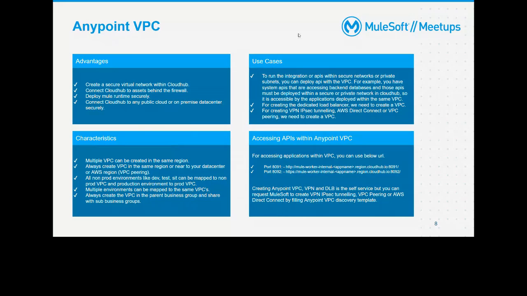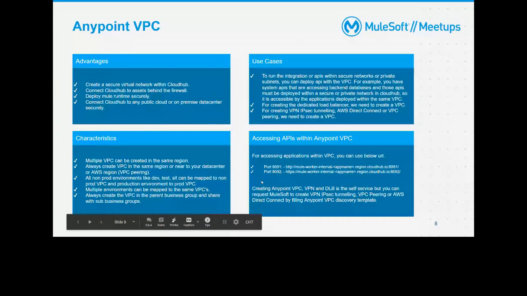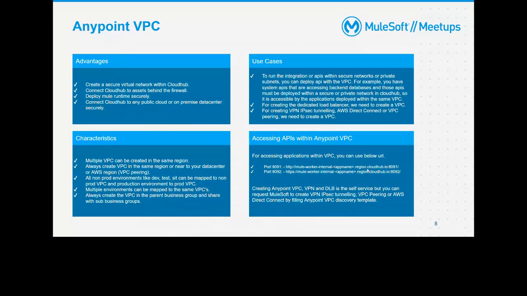There are a few things for accessing the application in the VPC; you can use the below URL. For port 8091, it's http://mule-worker-internal-appname.region.cloudhub.io:8091. We will discuss this. Then port 8092. Generally, we have two ports enabled in the firewall within the VPC. Port 8092 means https://mule-worker-internal-appname.region.cloudhub.io:8092.